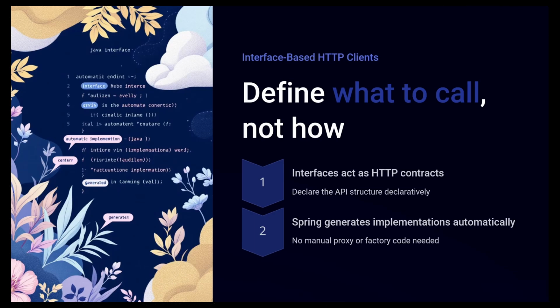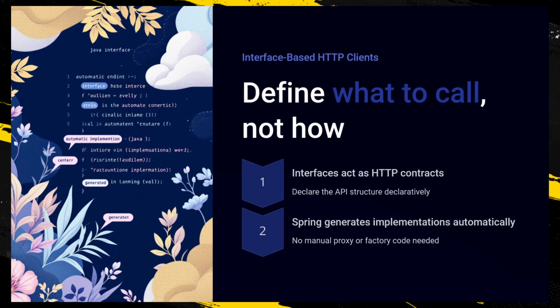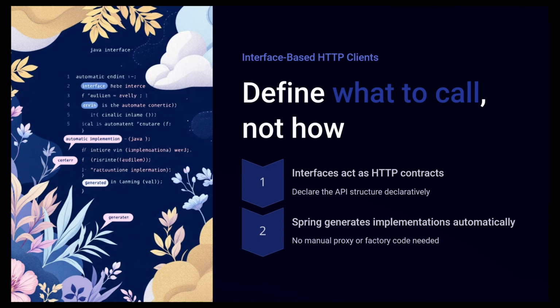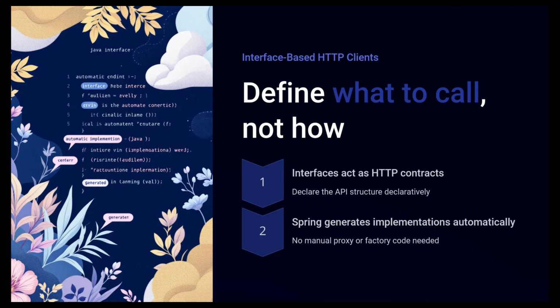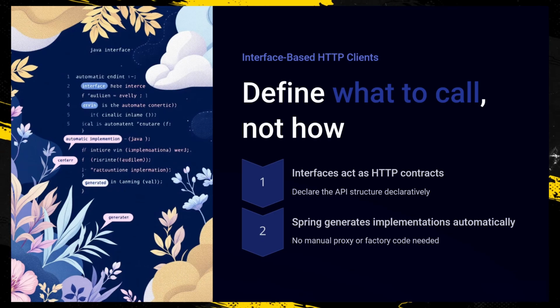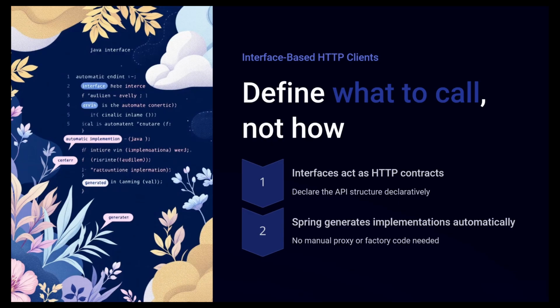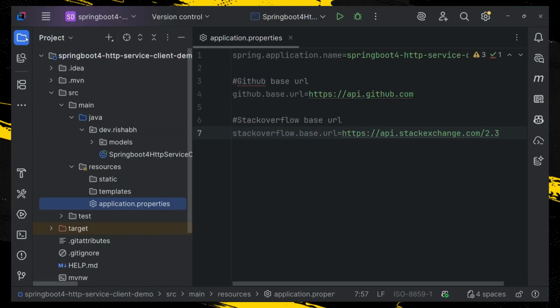We'll create interfaces that define what we want to call. These are like the contract. They say, I want to call this endpoint, but don't know how. Spring will create the implementation for us automatically. So first of all, let's create the milestone service interface.